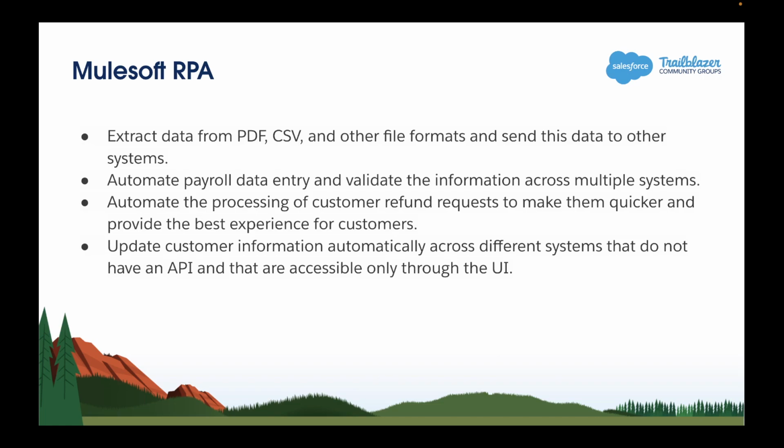Automate the processing of customer refund requests to make them quicker and provide the best experience for customers. Update customer information automatically across different systems that do not have an API and are accessible only through the UI. Remember, if an application has an API exposed, it is recommended to use the API and not the UI for automation. Why? API automations are much quicker when compared to UI based automation.